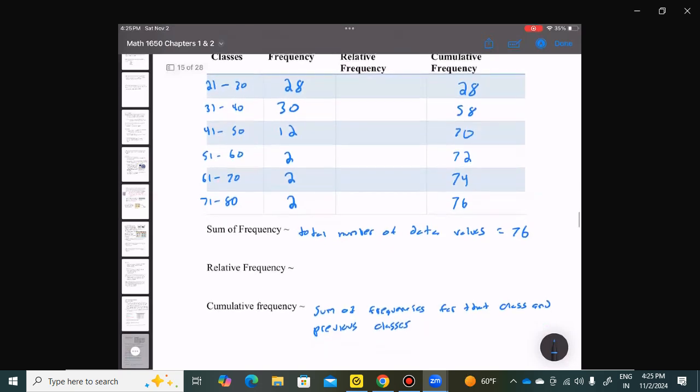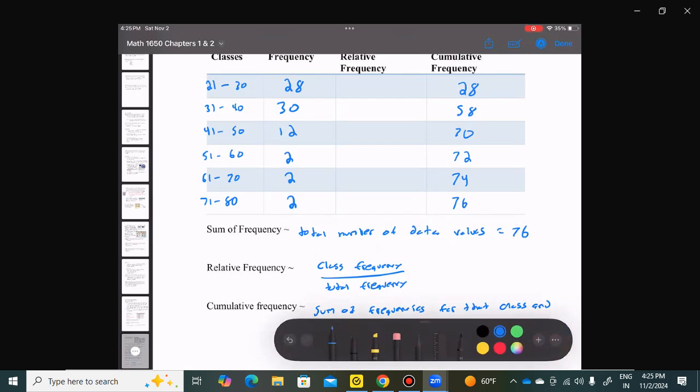Right, now we have to find the relative frequency. This is the class frequency over the total frequency. So in this case, everything's going to be out of 76. So 28 over 76, 30 over 76, 12 over 76, 2 over 76 for the next 3. That's the fraction. And if you notice, the fractions add up to 76 out of 76. That should always be the case.